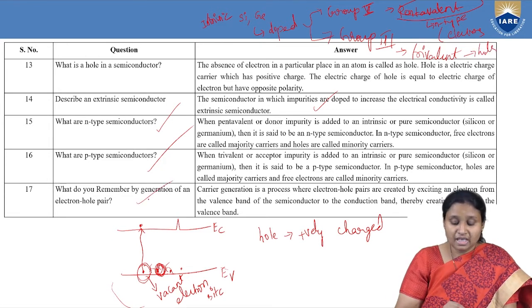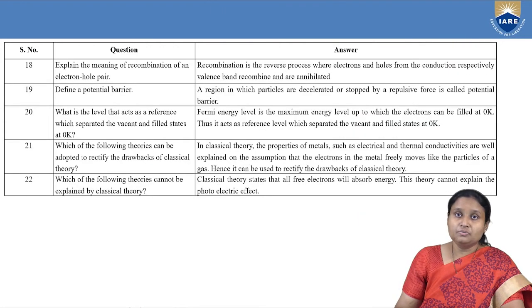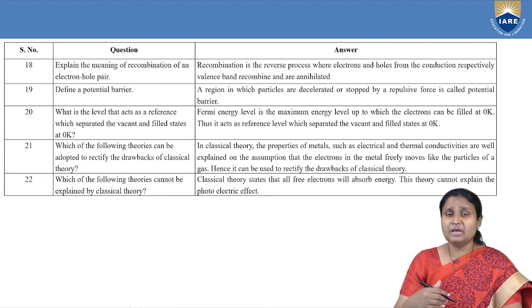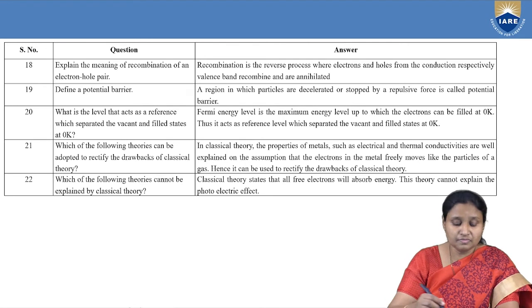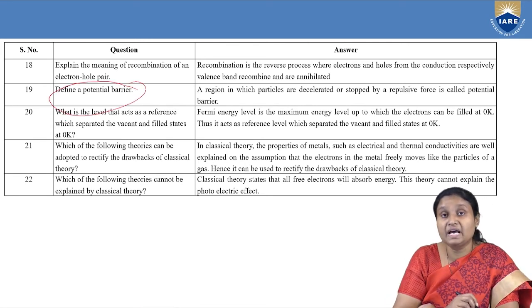Then of course we have generation of electron-hole pair, where an electron present in the valence band will absorb energy and go to the conduction band. And of course we have taken recombination also. Then next we have potential barrier.